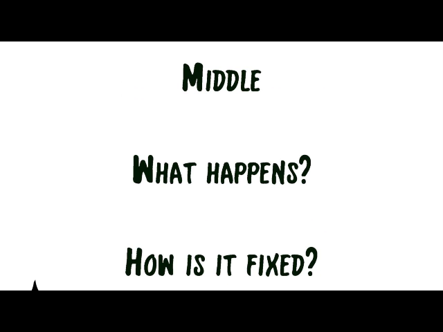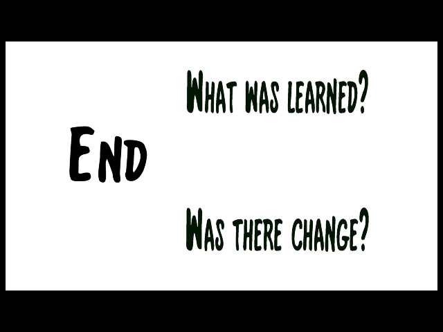In the middle of the story, you tell us what happens. If something goes wrong, you must tell us how it's fixed. In the end, you show us if your characters have learned anything from their experience. You listen and find out if Jazzy and Bob are any different at the end of the story.